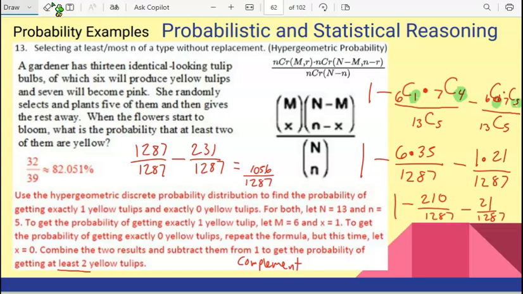From there, you could simplify it down more by dividing each by 33. And you get 32 over 39, which is approximately 82.051%.